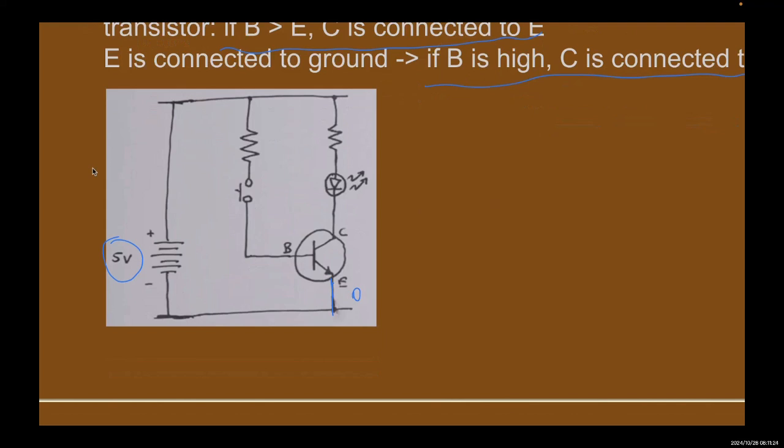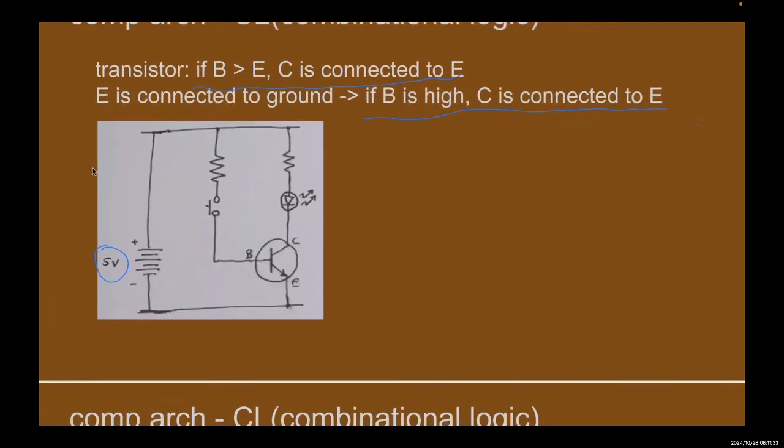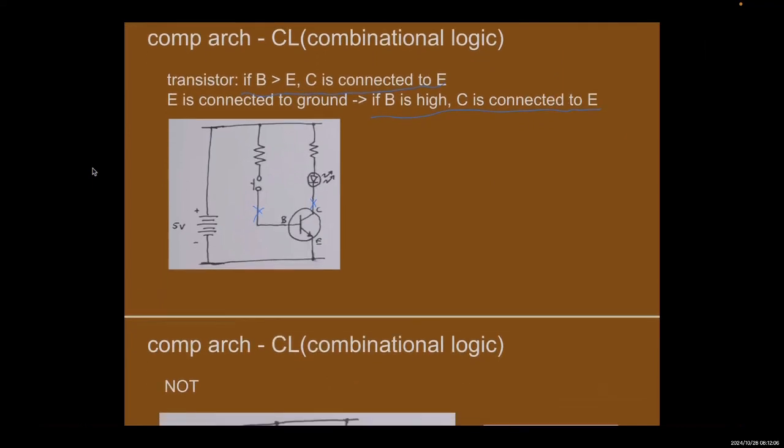So that is saying, if B has voltage here, then C and E are connected. Otherwise, C and E are not connected. Is that clear? Say here's a switch, and if the switch is connected, then B is larger than E, then C and E are connected, then the bulb is working. And otherwise, if the switch is not connected, then B and E are not connected, then C and E are not connected, then the bulb is not working. Is that clear? Yeah. Okay.